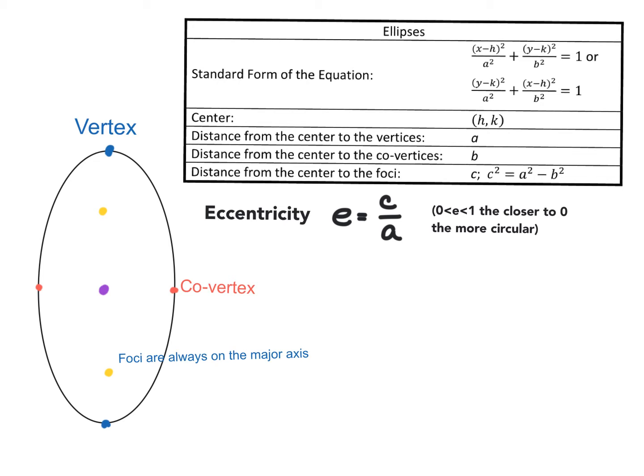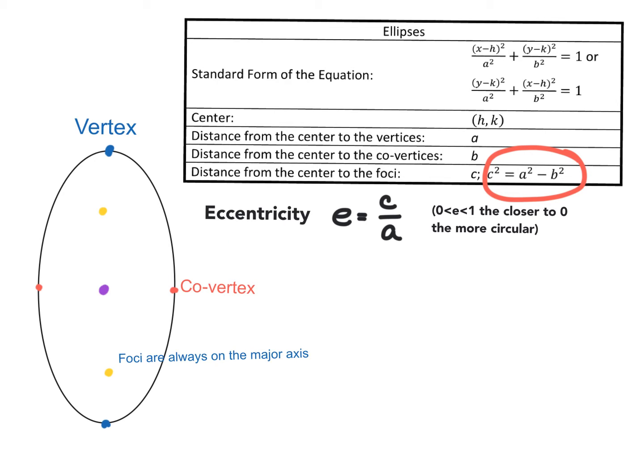So just to break things down, the distance from the center to the vertices is a. The distance from the center to a covertex is b. And the distance from the center to the foci is c. And we also have this very important equation: c² = a² - b². That really comes in handy whenever we're writing equations of ellipses.